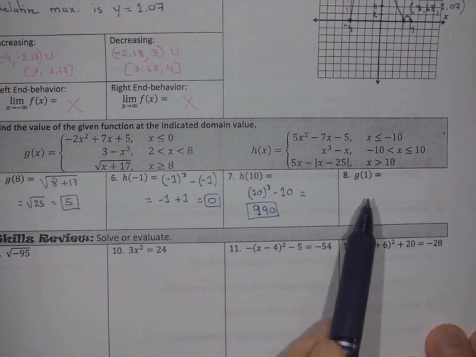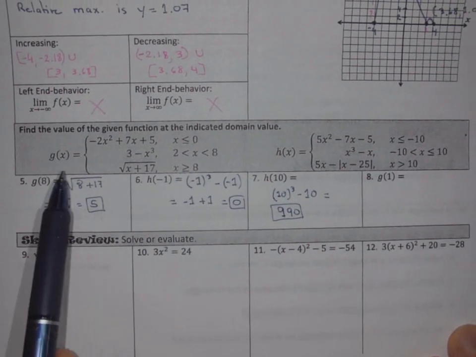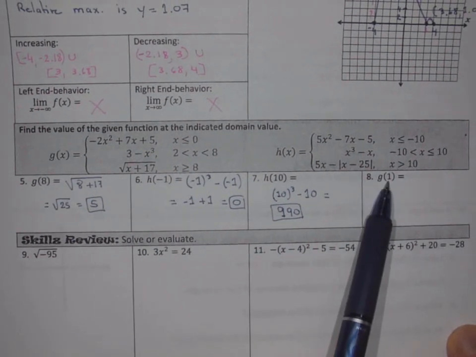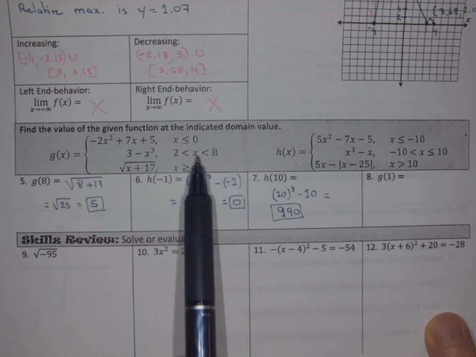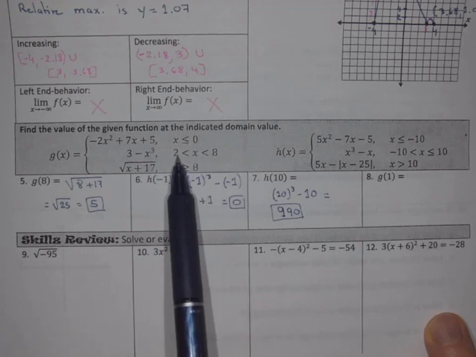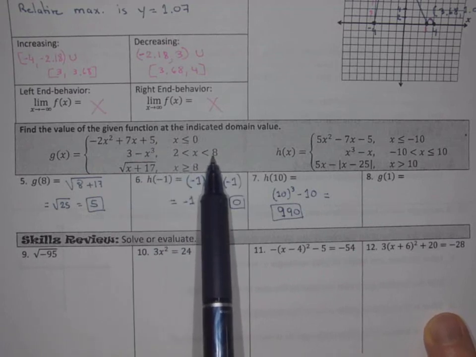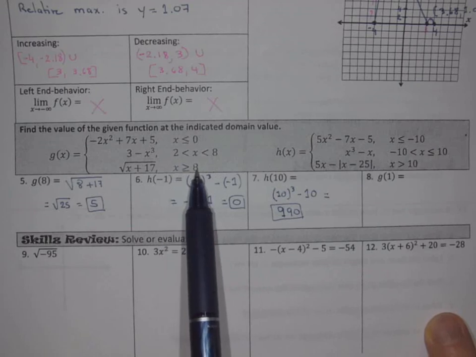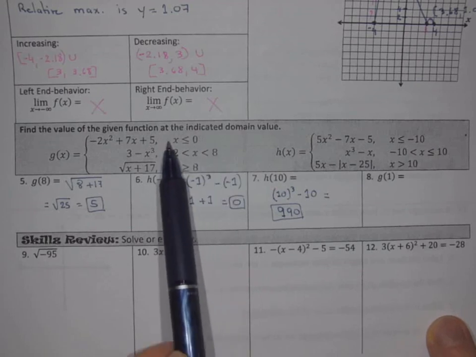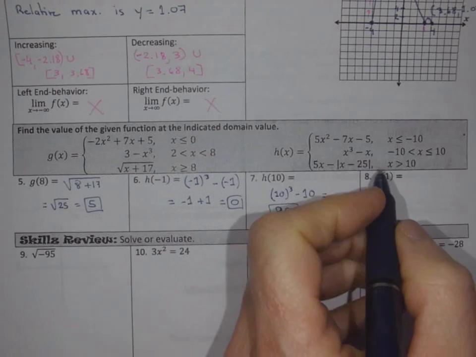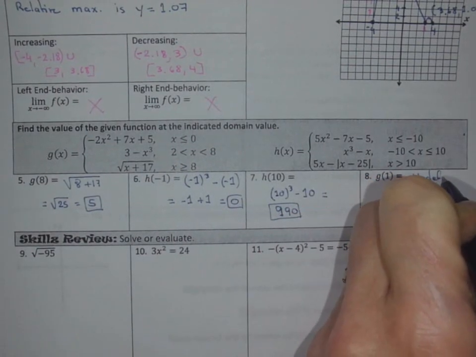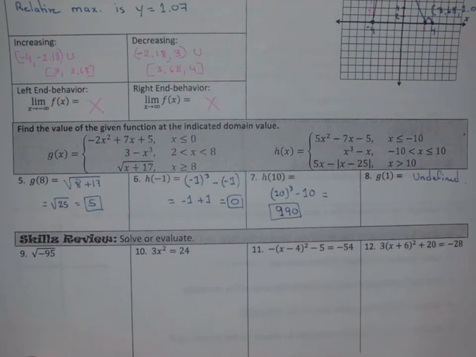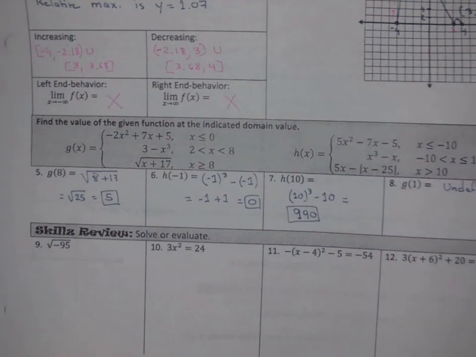And then finally, g of 1. So I'm going to my g piecewise function, and I want to know where my input of 1 fits. Let's look. Is 1 less than or equal to 0? No, so we can't put it there. Is 1 between 2 and 8? Well, no. And 1 is not greater than 8 either. So 1 really doesn't fit anywhere in my domain. Therefore, 1 is not defined in my g function, so undefined. All right, so that was for this one.